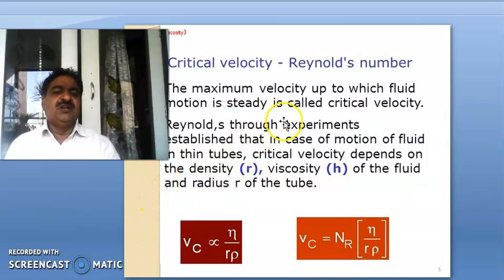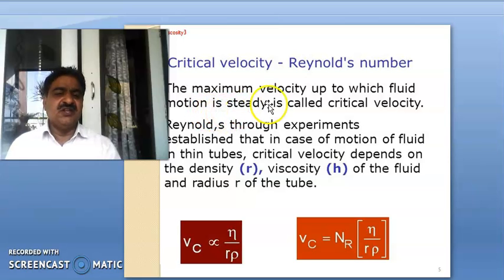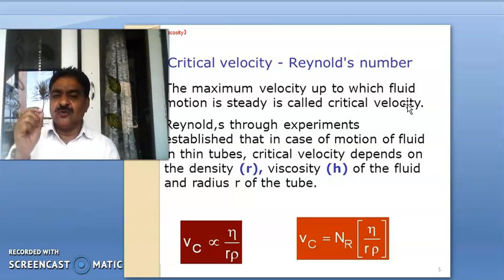Critical velocity and Reynolds number. The maximum velocity up to which fluid motion is steady is called critical velocity. You can define critical velocity in this way also. It is the maximum velocity up to which the fluid's texture is laminar, or we say streamline. Such a maximum velocity is called critical velocity.